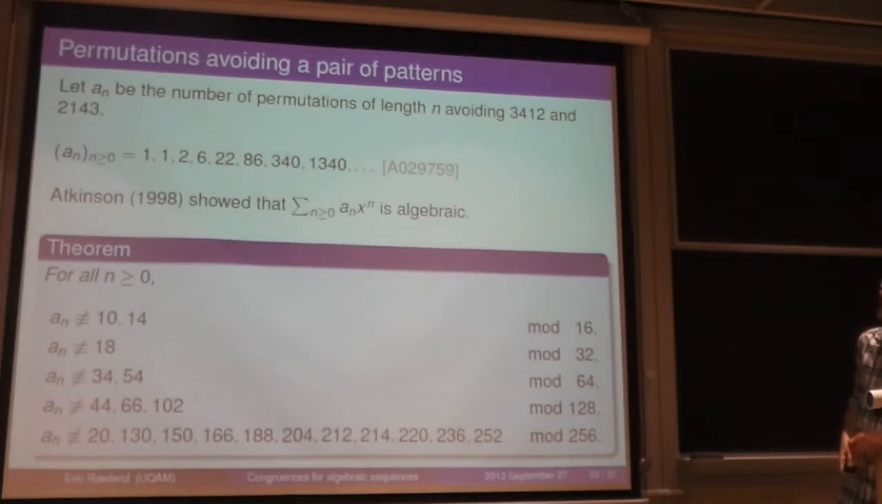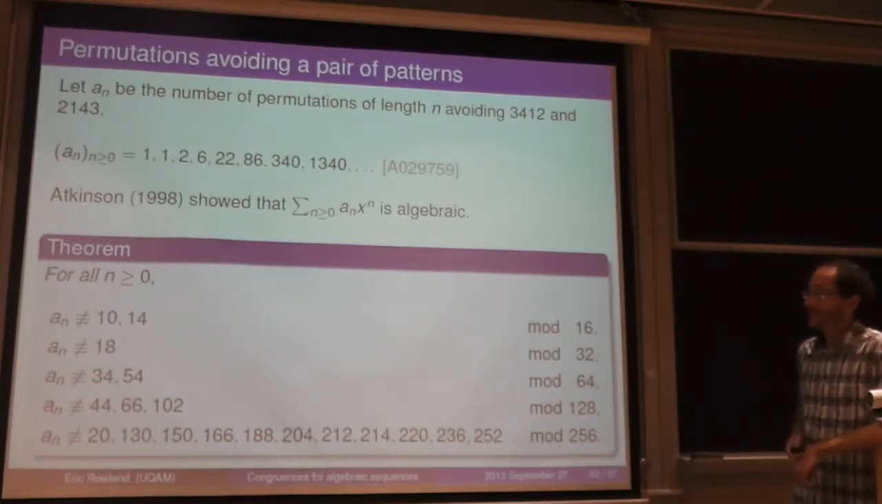Also, in permutation patterns, you get algebraic sequences occasionally. If a_n is the number of permutations of length n avoiding 3412 and 2143, Atkinson showed this sequence is algebraic. I ran this, and you also have some forbidden residues mod powers of 2 for this sequence.